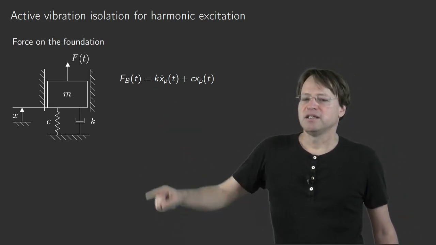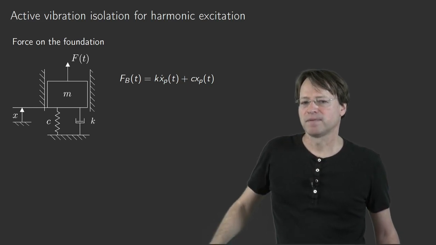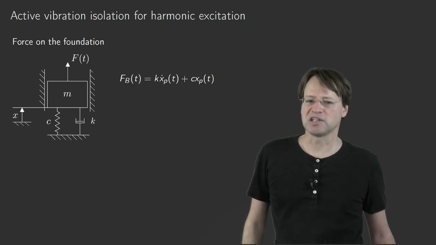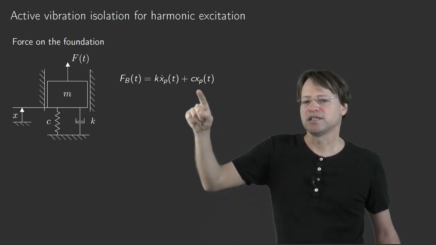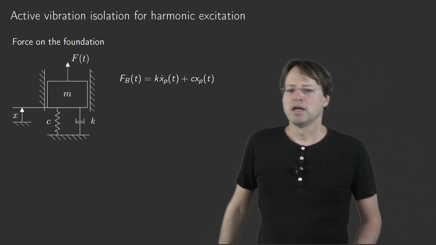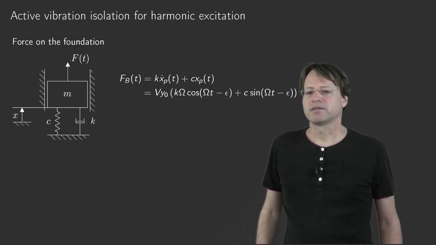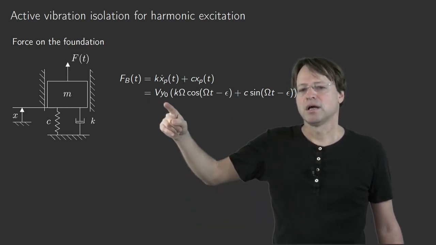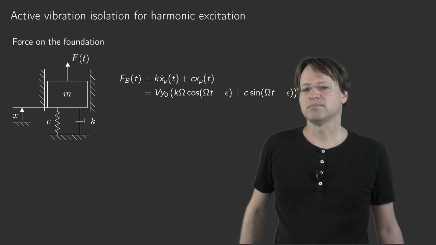That ground force is given by the force that is transmitted by the damping element, K, times the velocity given by the first order derivative of that particular solution, and finally by the spring force, which is given by C times the particular solution for the displacement. If you insert now the particular solution from the last slide, you will get the following equation. You will get the magnification factor V that has been computed before times y naught, and then you have K capital omega cosine omega t minus epsilon.